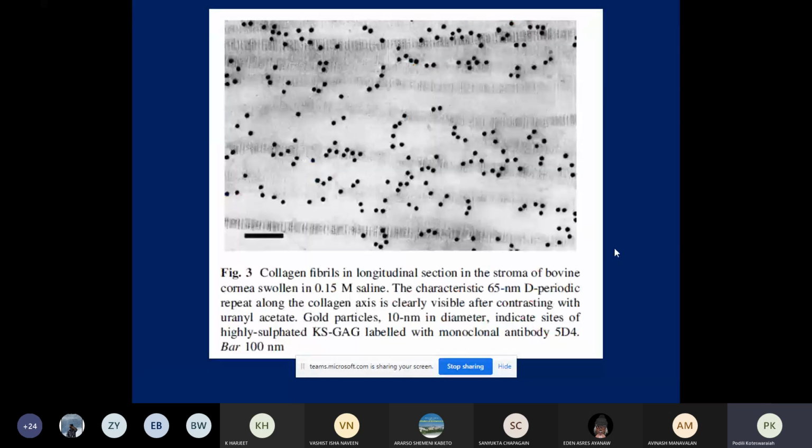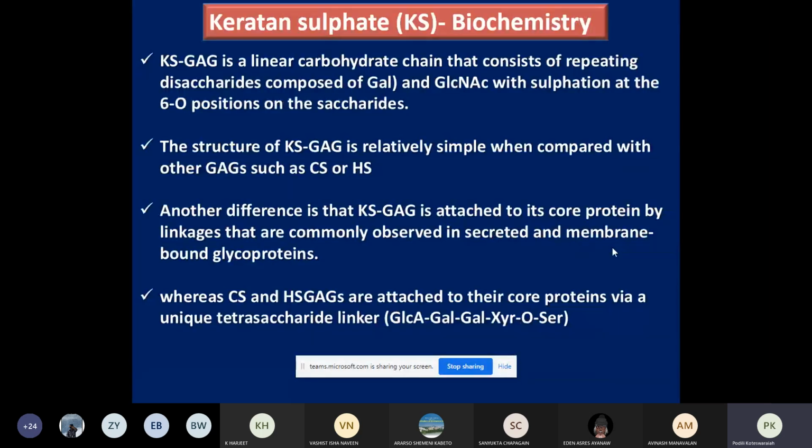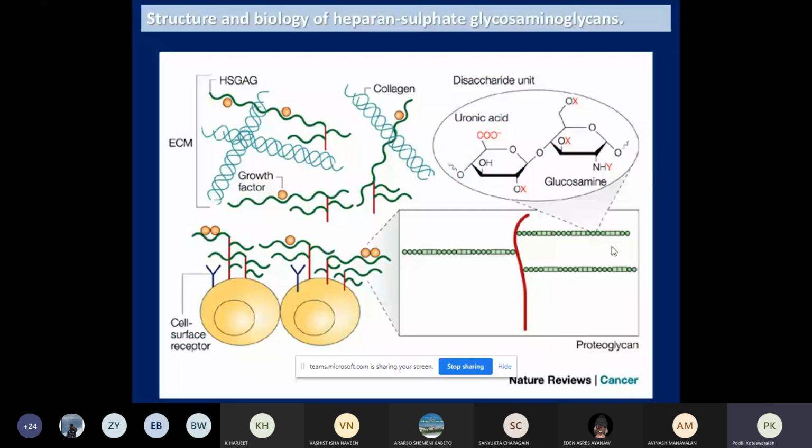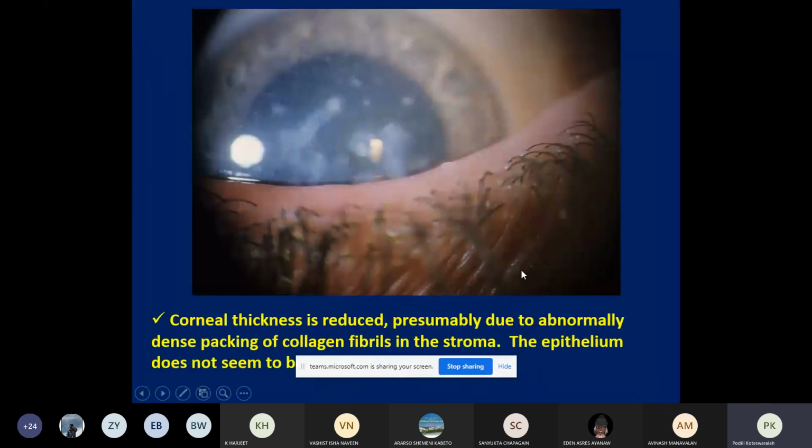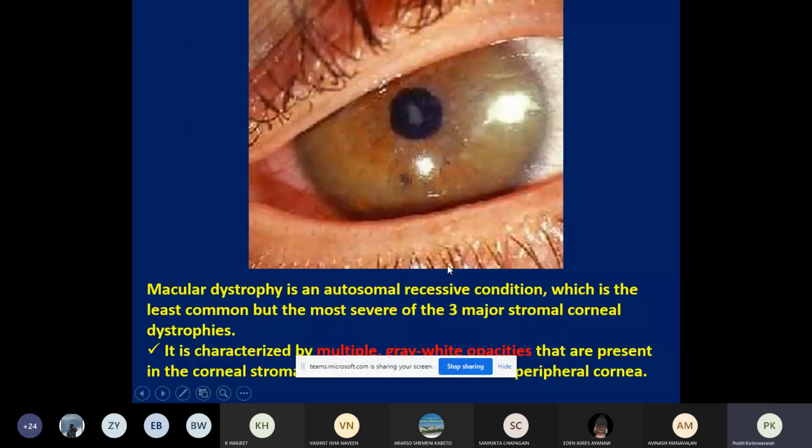proteoglycans. Deficiency of keratan sulfate also leads to a disease called macular corneal dystrophy. You can see here MCD, macular corneal dystrophy, in which the stroma of the cornea is affected, and the synthesis of keratan sulfate is either absent or abnormal, and that leads to macular corneal dystrophy. It is an autosomal recessive condition.